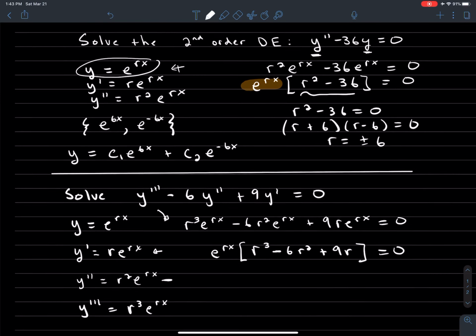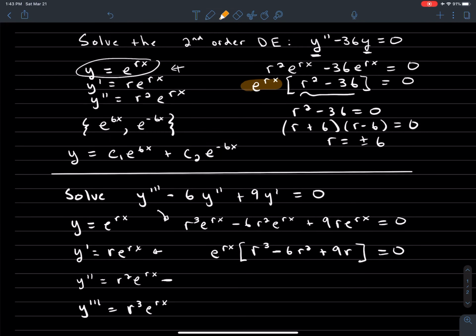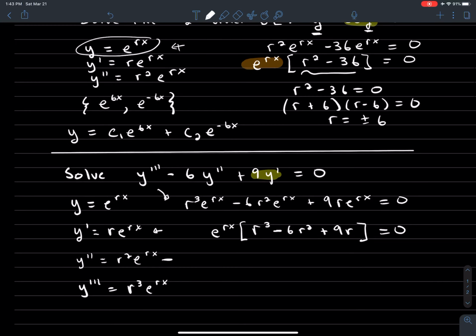If you want to look at the difference, the last one was just a y, so we ended up with a constant. But this last term here is a y prime, so we didn't end up with a constant. So let's be very careful. It's a silly mistake you don't want to make if you just go straight to the characteristic equation. So now we have to solve r to the third minus 6r squared plus 9r equals 0.